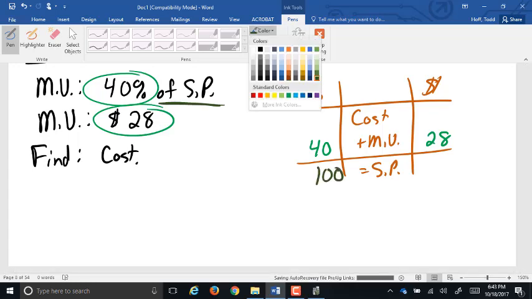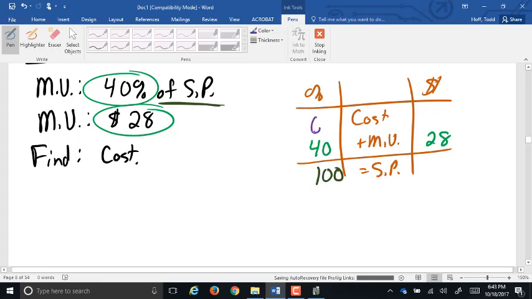What else? 100% on the selling price. We're going to subtract to get 60 for the markup. 100 minus 40 is 60. Or 60 for the cost, I should say. And we are looking for the dollar amount of the cost. So 60 times 28 divided by 40 is $42. Any questions?